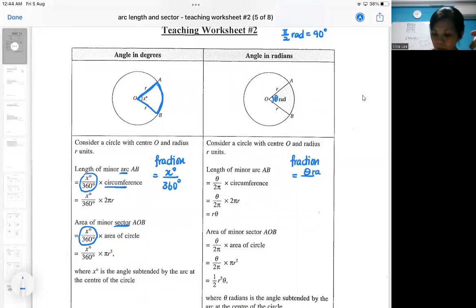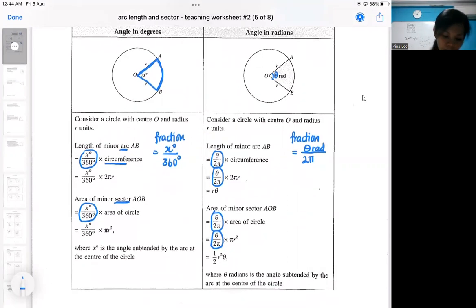So if the angle is in radian, then the equivalent of 360 is 2 pi. So that's why if you look, the idea will still be the same. It is still fraction of a circumference. It is still fraction of a circle.